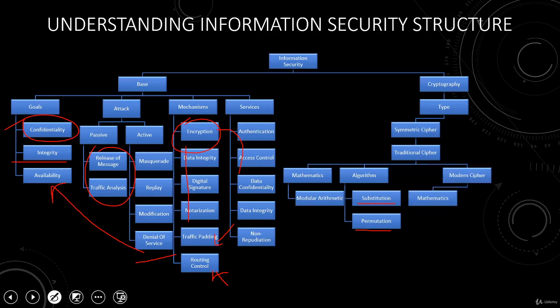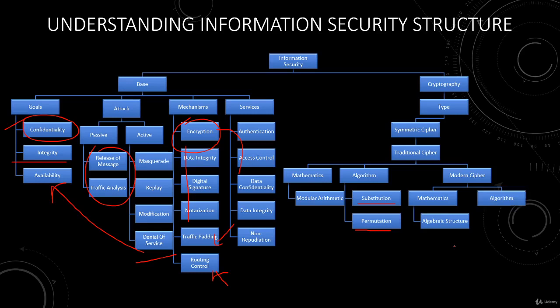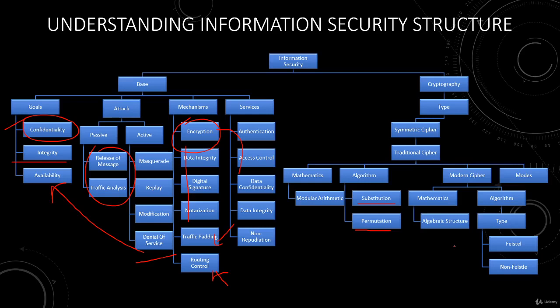In modern ciphers, again, we have mathematics involved, basically algebraic structures. In algebraic structures, we are going to discuss groups, rings, and fields, and specifically we are interested in Galois fields. The algorithms are again broadly divided into two categories, and the modern block ciphers have modes involved in them, that is how the modern ciphers will work, called modes of modern ciphers. And the second type of encryption is asymmetric encryption. We are going to discuss each of these gradually.